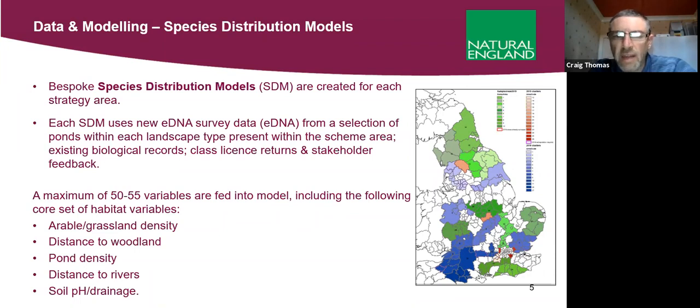There's a whole host of variables that fed into the model, and this number's expanded recently. So there are key core habitat variables such as arable grassland density, distance to woodland, pond density, distance to rivers, soil pH and drainage. So those are the key variables fed into the model. Pond density and soil, critically important. Each of those fed in with the eDNA survey to produce the models that we've got for each scheme area.